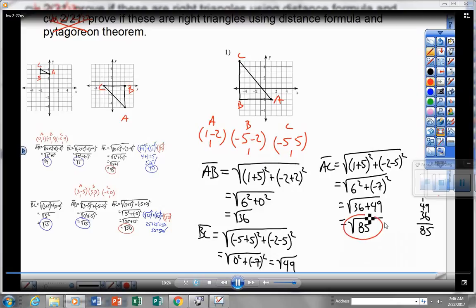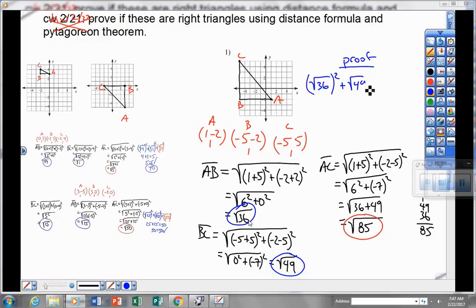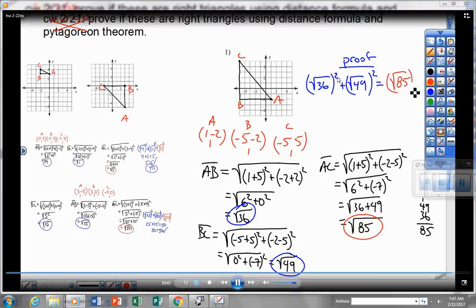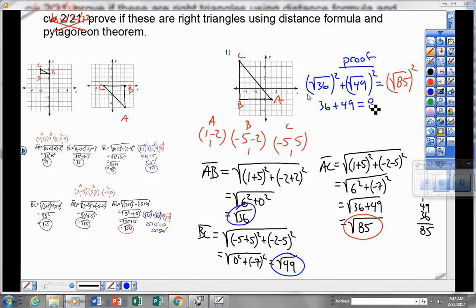Again, this is by far the hypotenuse, the longest of the three sides. These two are smaller. They are the legs. They will go together. So my proof, plugging in these legs into the Pythagorean theorem gives me root 36 squared plus root 49 squared equals the square root of 85 squared. Remember, square rooting something already squared or squaring something already rooted cancels away and just gives me 36 plus 49 equals 85. And that is a true statement.